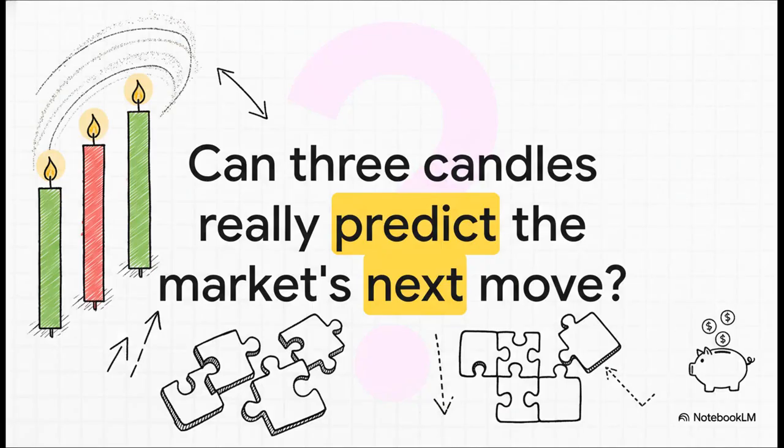I know what you're thinking. It sounds a little bit like magic, right? Can three little bars on a screen, three simple candles, really give us a clue about where potentially billions of dollars are going to go next? Well, that's the big question, isn't it? But you should think of it less like a crystal ball and more like learning to read the clues in a really complex but solvable puzzle.